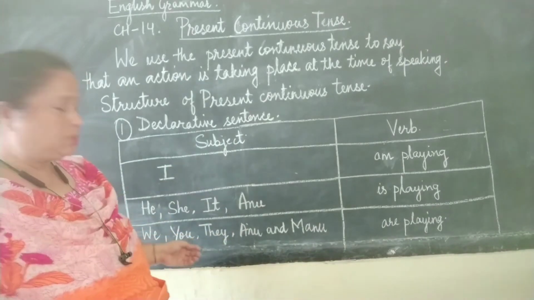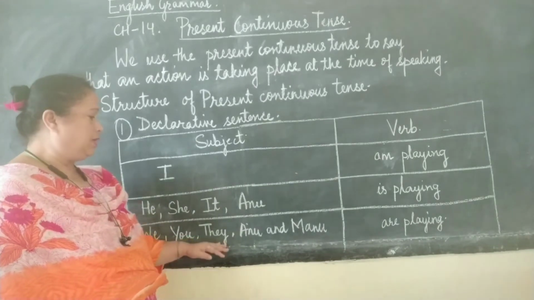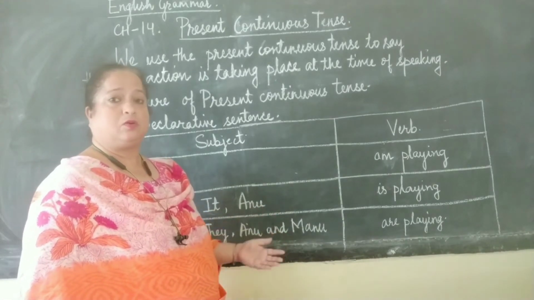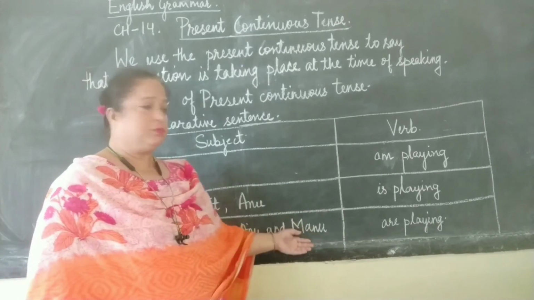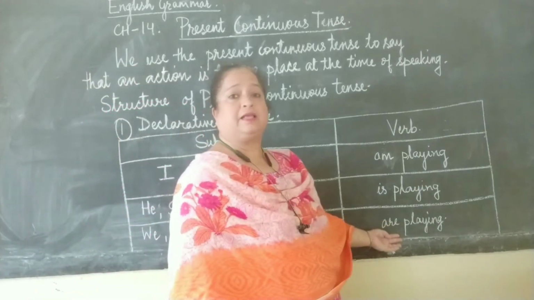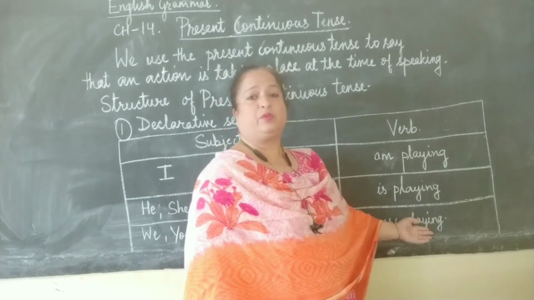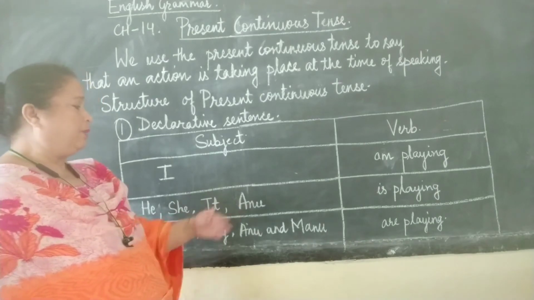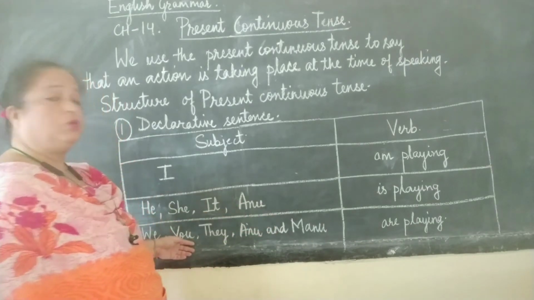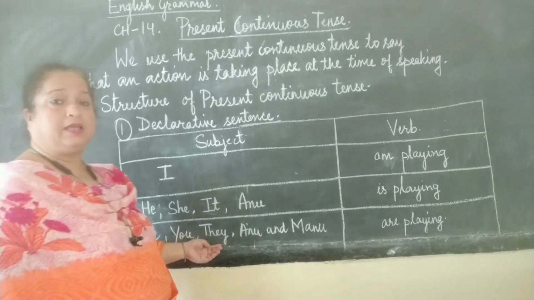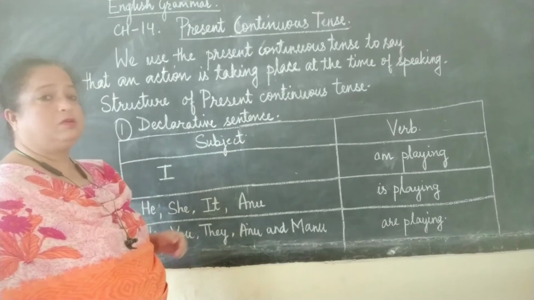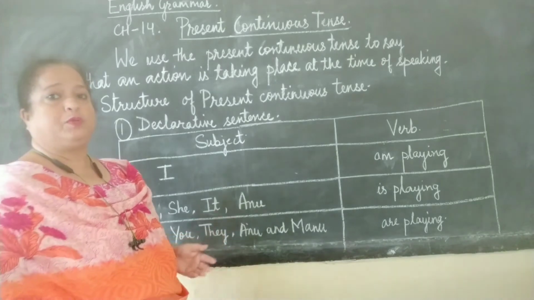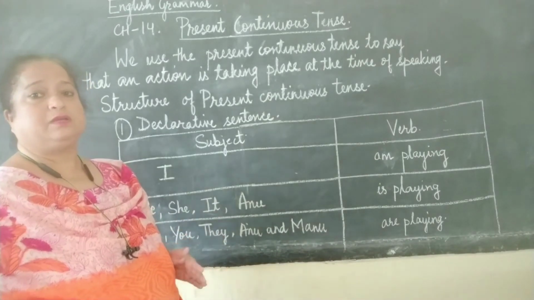Now let us see the third structure. If a subject is we, you, they, or two names put together, or a plural name, the boys, the girls, the dogs, the children, Anu and Manu, what do we do? We add are as the helping verb and we write the main verb with the ing form. Some examples are: they are playing, Anu and Manu are playing, you are playing, we are playing. So children, I hope you have understood how we form the present continuous tense. What we do basically is add ing to the main verb.